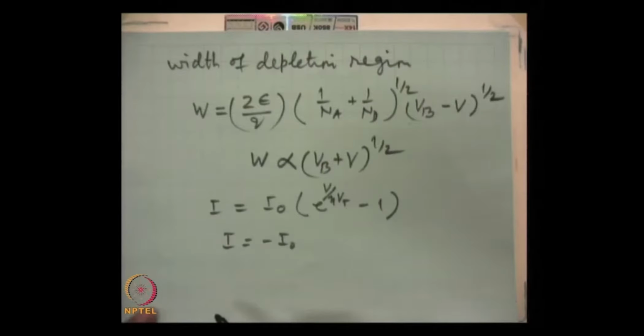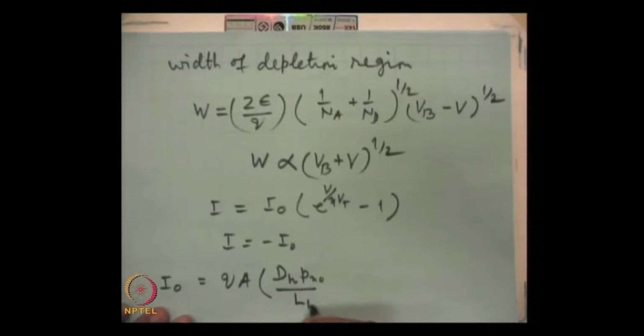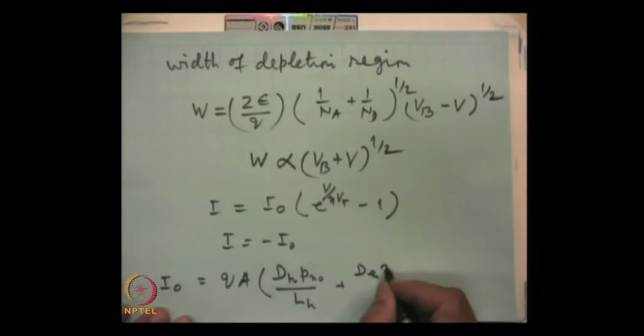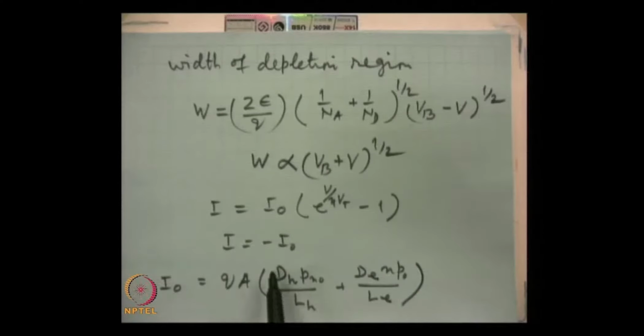If you go into the deeper physics of the device, then this reverse saturation current is given by Q A times (DH PN0 by LH plus DE NP0 by LE), where Q is the charge, A is the area of cross section of the junction, higher the area of cross section, higher will be the reverse current, DH is the hole diffusion constant, PN0 is the hole density on the n side, that is minority density, and LH is the diffusion length of holes, and these are the corresponding parameters for the electron.